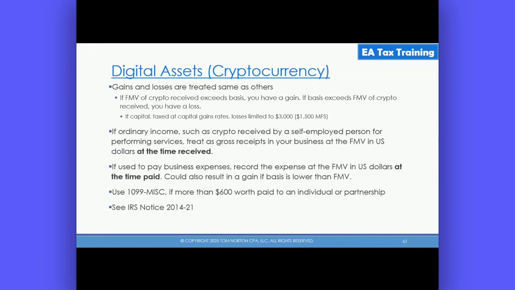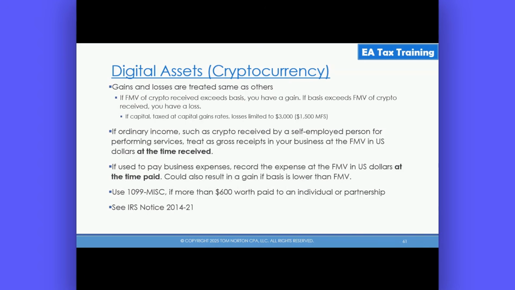The gains and losses are treated the same as other gains or losses. So if the fair market value of the crypto received exceeds basis, you have a gain. If the basis exceeds the fair market value, then you have a loss. If it is a long-term capital gain, it's taxed at the capital gains tax rates. And if it is a loss, then it is limited to the same $3,000.